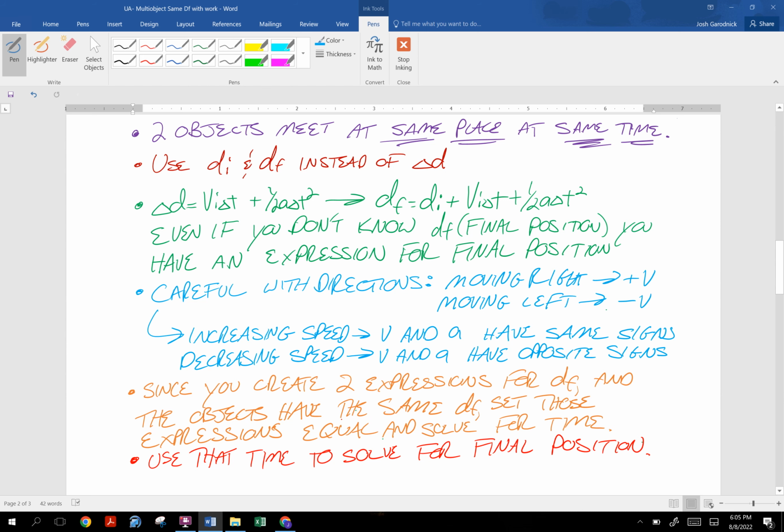I know that seems weird, but you can be moving left with a negative velocity, have a positive acceleration, and slow down. All right, since we've created two expressions for the final position and the two objects have the same final position and same time, we can set them equal, solve for time. Once you have that time, you solve for final position. And that's it. These problems are pretty formulaic in how you solve them. You notice what it is, and you're like, yep, I know how to set this up. I'll use that magic final position equation and set them equal, and I'll do some math.